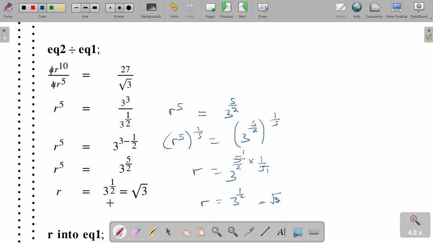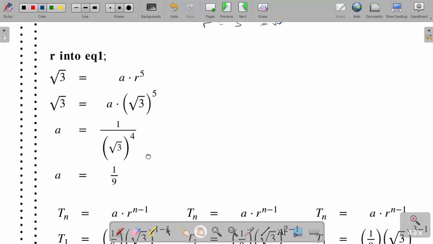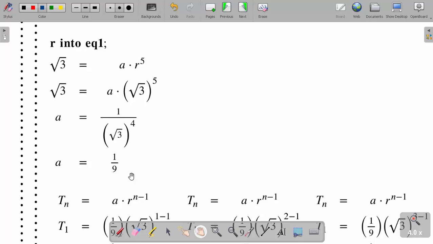After getting our common ratio, we can go back to equation 1 to get our first term. Now after getting our common ratio as root 3, we come back here to get our first term. I'm going to say root 3 divided by this one, power 5. If I simplify here, I'm going to get 1 over root 3 power 4, which gives me a equals 1 over 9.